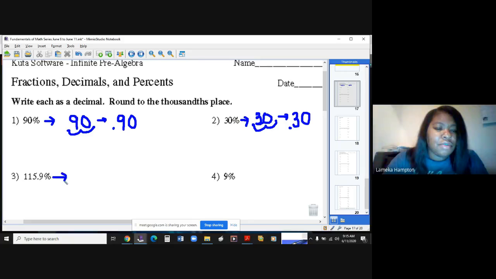So now what I'm going to do, I am simply going to look at number 3, and I have 115.9. Now that's normally how we would read it, but mathematically speaking, you will read this as 115 and 9/10%, because the 9 is in the tenths place.